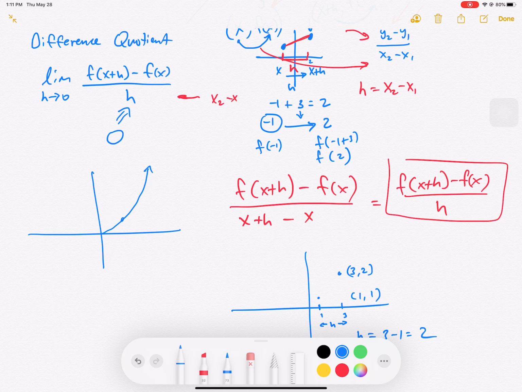If I told you this was my starting x value, which is 1, I want you to pick a different point to find the slope. If I pick a point that's too far away, this line is not representative of a tangent line, too far away. If I pick a point that's closer, this one, oops.